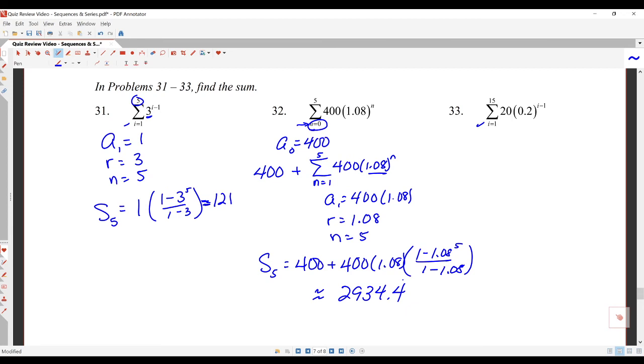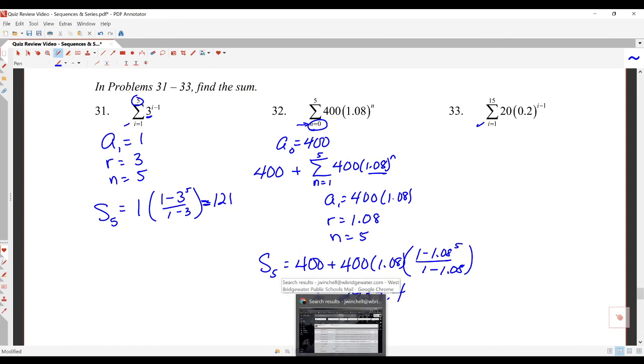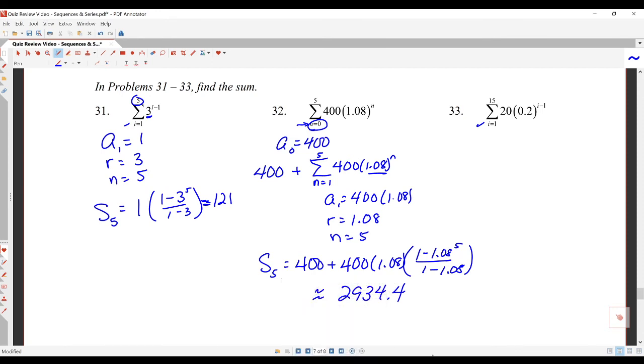Now, I have no problem really with using a calculator on the quiz. So at this point in time, if you want to plug it in, you can go ahead and do that and verify that you do get 2,934.4.